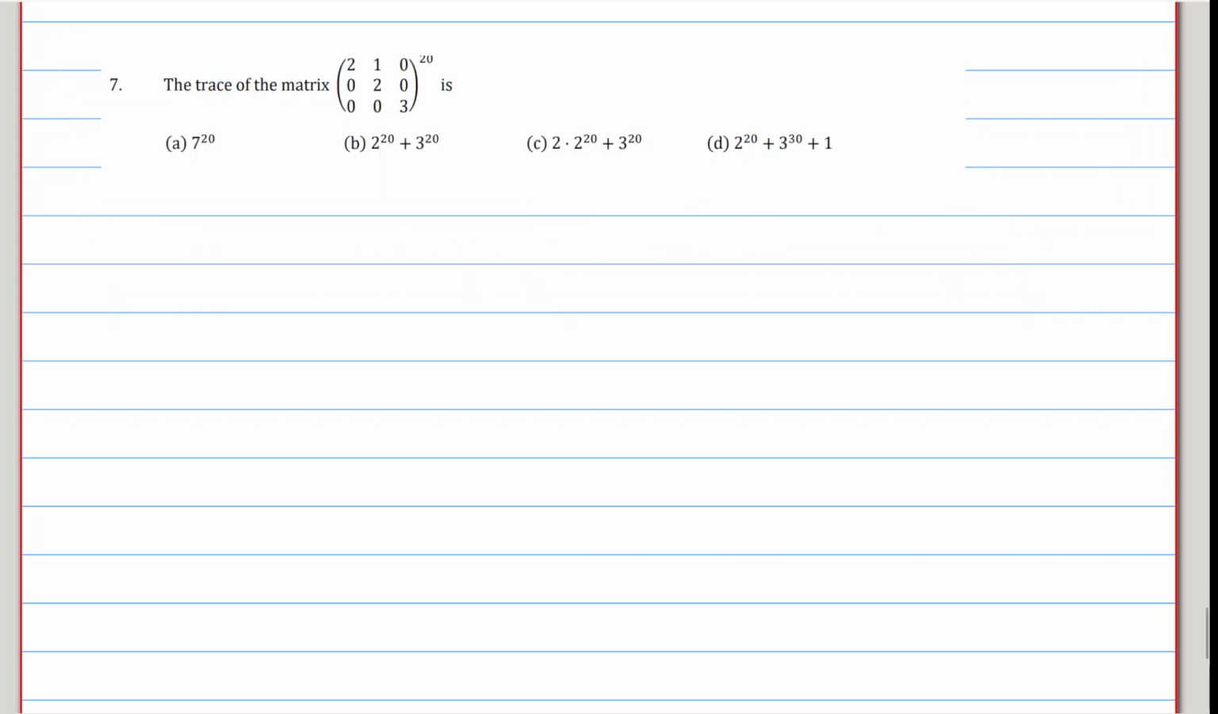So this is question 7. This is 20 in the power. In case it is not visible properly, this is 20. They're asking what is the trace of. So if I say that A is this matrix 2 1 0 0 2 0 0 0 3, then they are asking for the trace of A power 20.